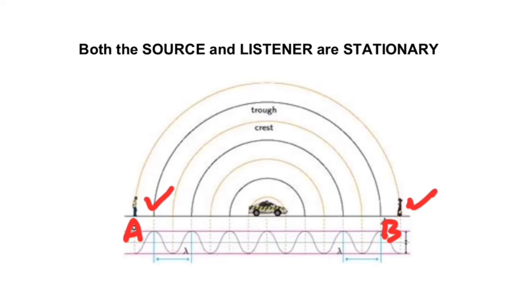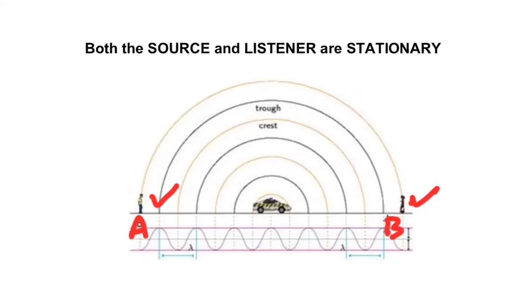So you standing at point A and the friend standing at point B will experience the music in the very same way. The frequency of sound that is emitted by the car is the very same frequency of sound that is going to be observed or experienced by the two of you. That is because the distance between the crests and the troughs is remaining the same. Both the source and the listener are stationary. The frequency is not changing.